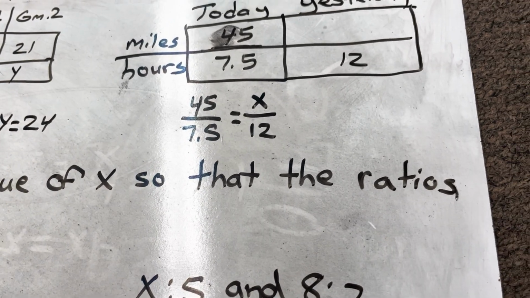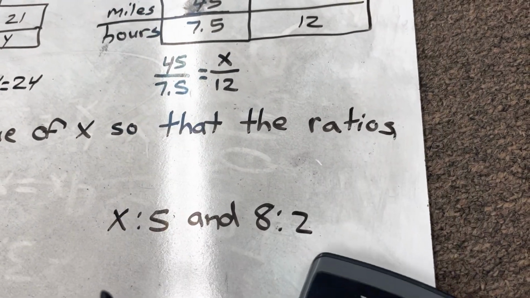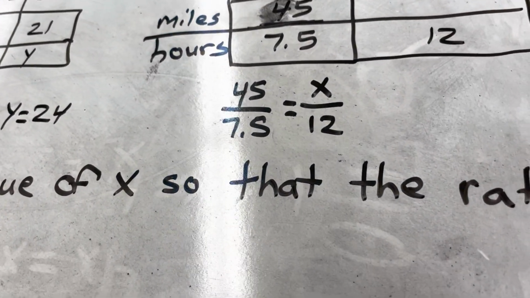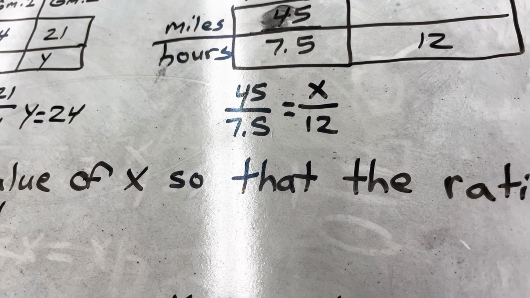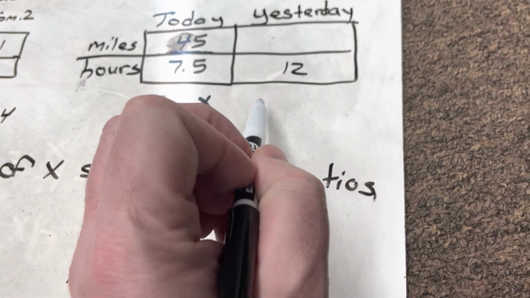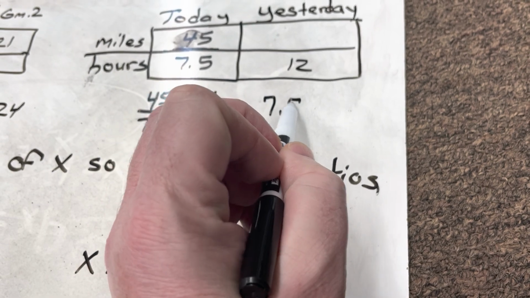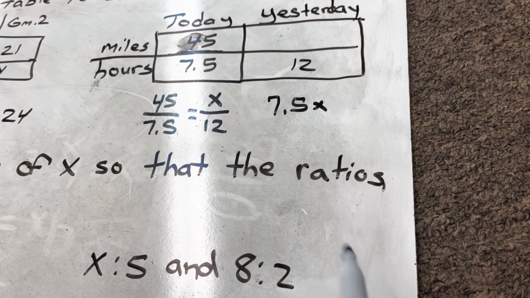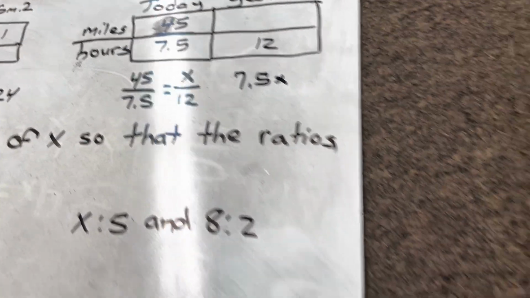45 and 7.5, I could try to simplify that, but that's going to be kind of awkward because then you get decimals and things involved. So I'm just going to set this up as 7.5 times x. I'm going to go to the other method that I know can always work. 7.5x equals the same thing as 45 times 12.